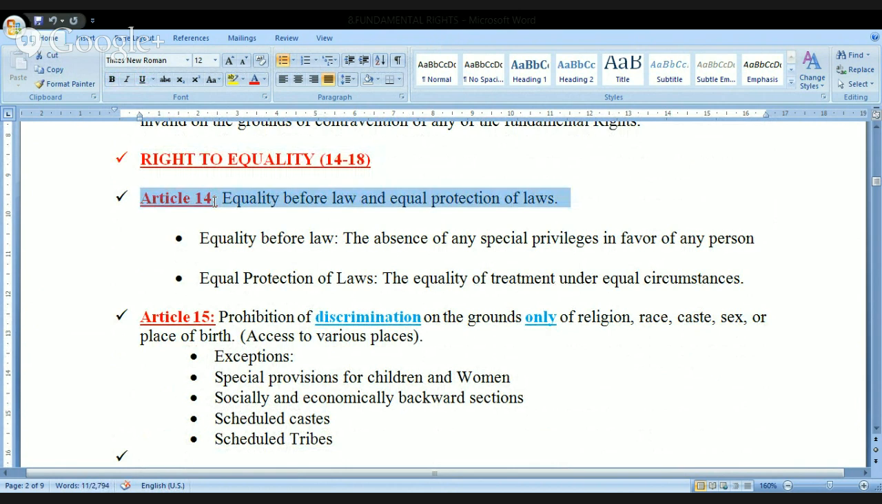Article number 14 talks about the equality before law and equal protection of the laws. Meaning is simple. Sometime back, when I was talking to you regarding the sources of the Indian Constitution, I was telling you there is a concept called rule of law. That is nothing but equality before law. And the concept of rule of law was borrowed from the UK Constitution.